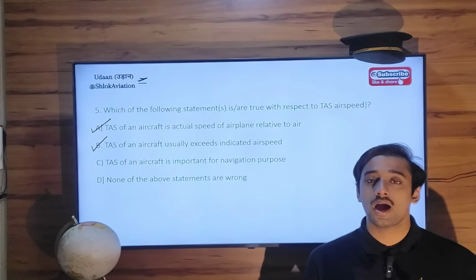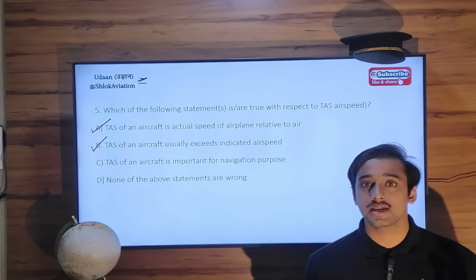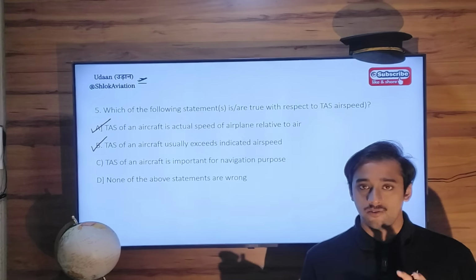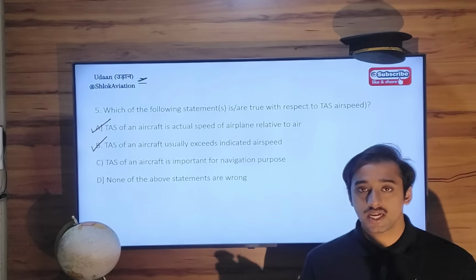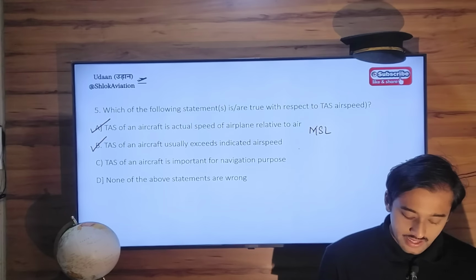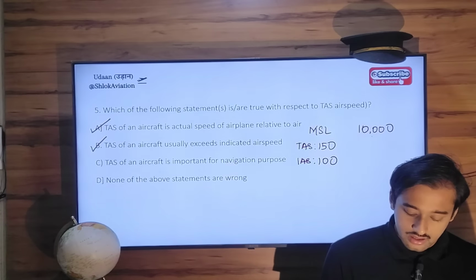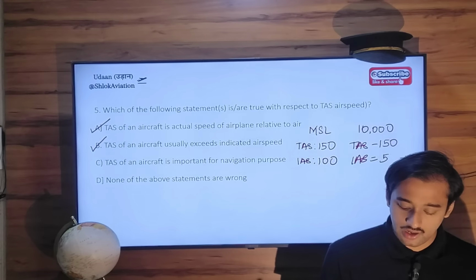Okay, so as you go to higher and higher altitudes, the separation between your indicated airspeed and true airspeed goes on increasing. So therefore, what will happen? You are flying at a true airspeed of 150 knots, and the indicated airspeed you are getting is 100 knots. At 10,000 feet, your true airspeed is 150, your indicated airspeed is 50 knots.